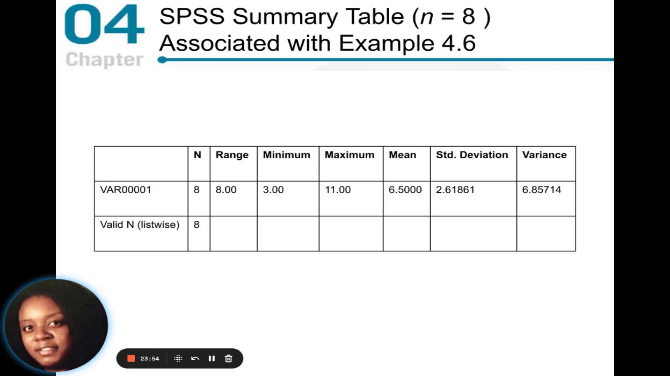And one of the last things I want to discuss is the SPSS summary table that's associated with the example in 4.6. You guys can see that this table shows us those descriptive statistics for the sample size of 8 scores. And if you look on page 126 of the textbook, it will give you more information about this particular sample. So I hope you guys understand a little bit more about variance and how scores can deviate from the mean.